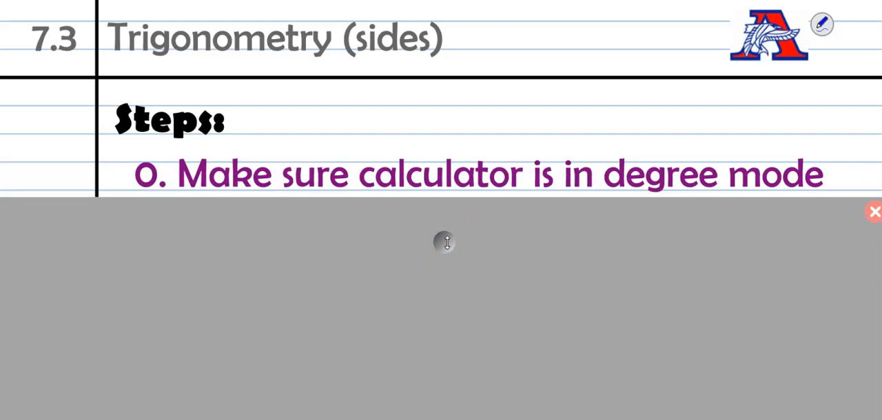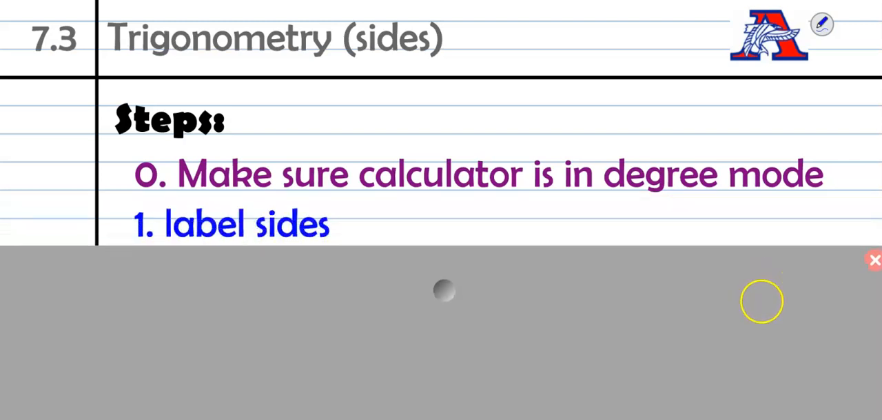Once you have done it, if you have your own handheld calculator, you really only have to do it once. But if you're using Desmos, you're going to have to do it every time you open up the app or the website. Step 1, label your sides: opposite, adjacent, hypotenuse. I'm going to add that. You're either going to label them opposite, adjacent, or hypotenuse.